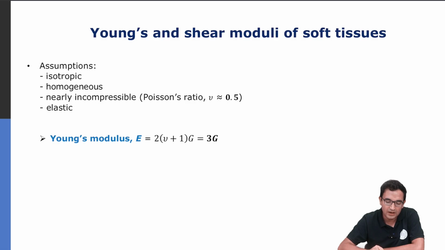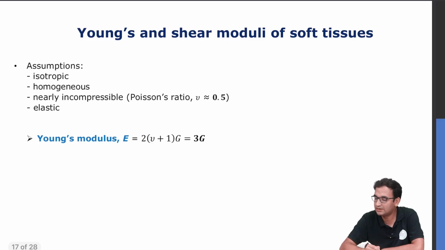Now, if we assume certain simplifications, for example, we assume that the medium is isotropic, homogeneous, nearly incompressible, which amounts to a Poisson's ratio of 0.5. It is also an elastic medium. We ignore any viscoelasticity or hyperelasticity and those kinds of constitutive relationships between stress and strain. Under these assumptions, we can relate the Young's modulus E to the shear modulus. So, E is calculated as 3 times G.